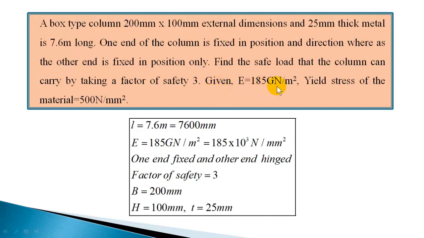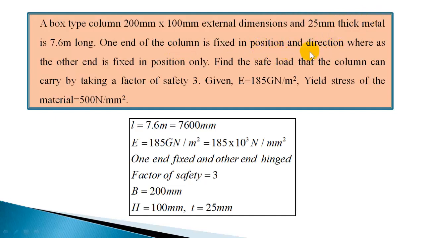Given E is equal to 185 giganewton per meter square and yield stress of the material 500 Newton per mm square. The length of the column is given as 7.6 meter or 7600 mm. Young's modulus of the material is 185 giganewton per meter square or 185 into 10 raised to 3 Newton per mm square.